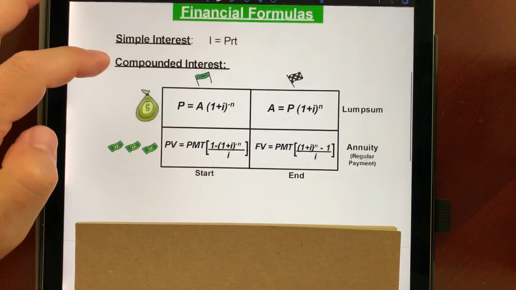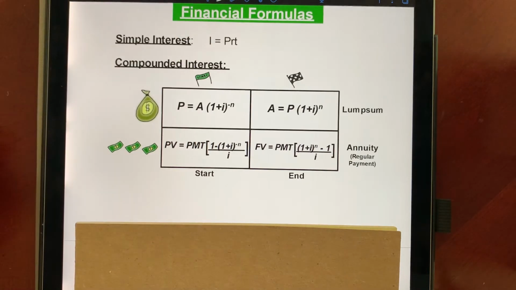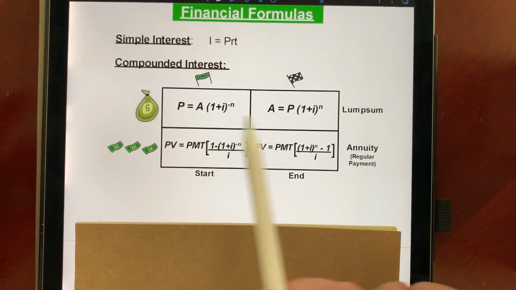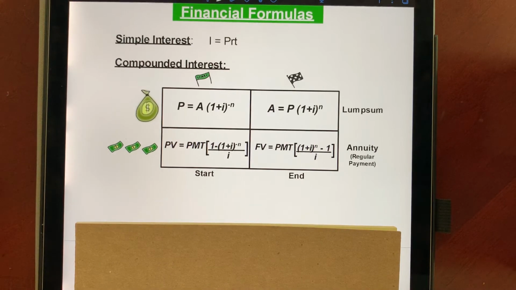Here are the 5 formulas. Now, I = PRT is not going to be part of this, but I'm going to have the other 4, and I have to decide which formula to use. So I ask 2 simple questions. Write this down because I don't have it in this lesson. First, is the big chunk of money at the beginning or at the end?